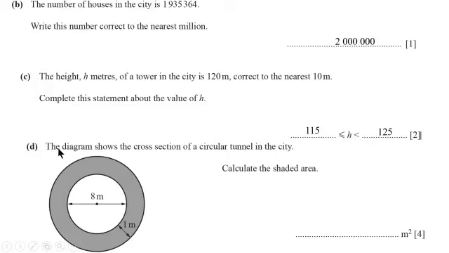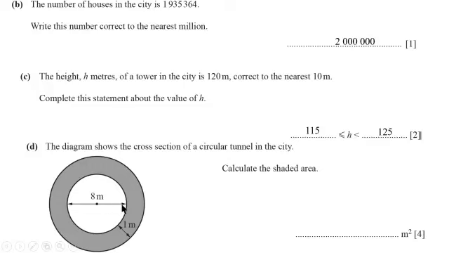D. The diagram shows the cross-section of a circular tunnel in the city. Calculate the shaded area. Of course, the shaded area here can be gotten easily by saying the outer area of the circle minus the inner area of the circle. Okay, how can we calculate the area of a circle? By the rule A equals pi r squared.